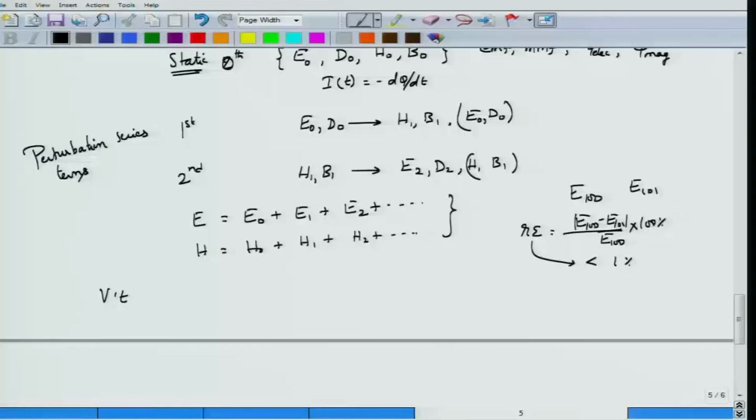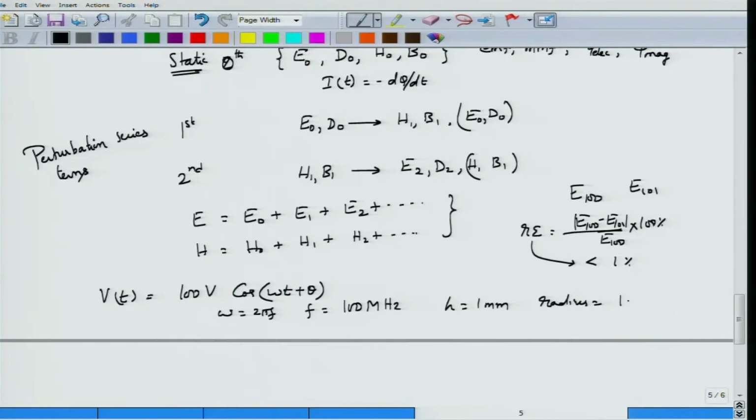Suppose I assume V of t to be some amplitude, let us say 100 volt amplitude, and it is a cosine wave varying as cos(omega t plus theta), and we will assume that omega, which is 2 pi f, has a frequency of 100 megahertz. So, this is quite clearly a very large frequency. The plate distance is, say, 1 mm, and the plate radius is given by 10 centimeter.